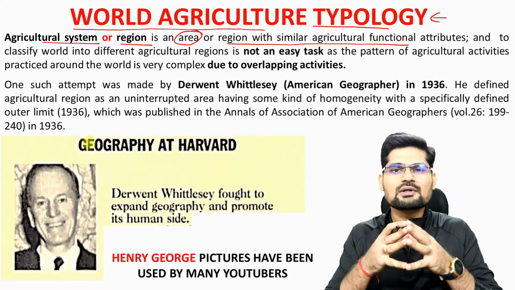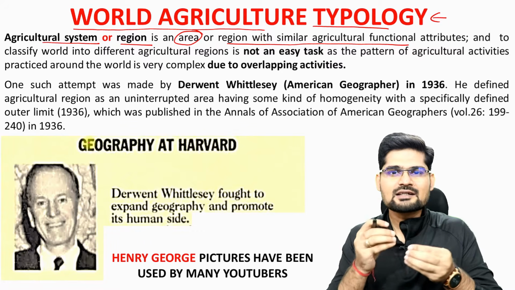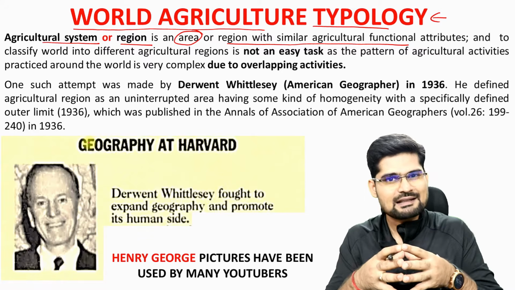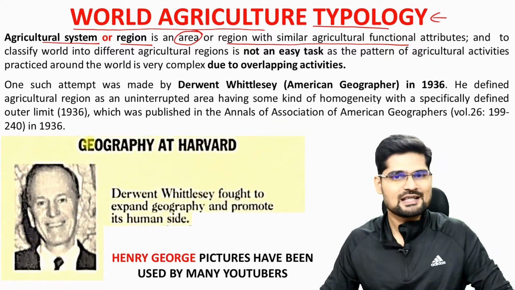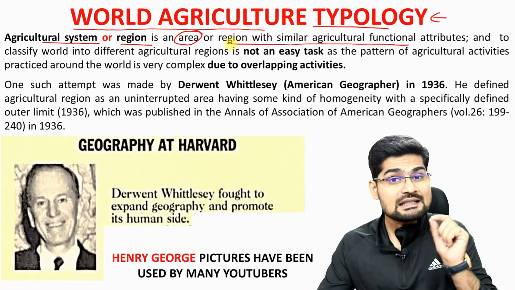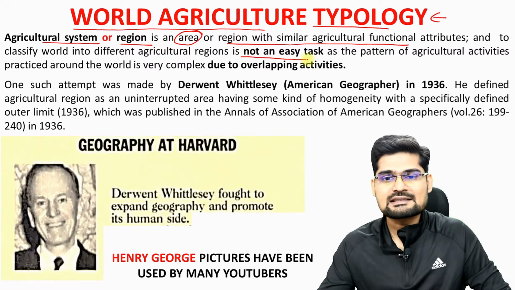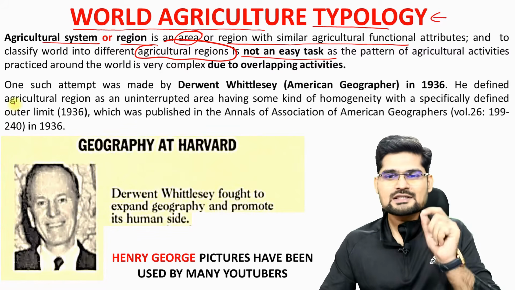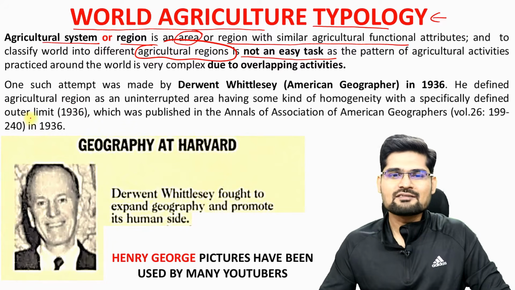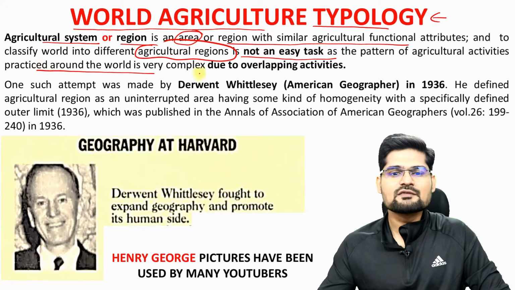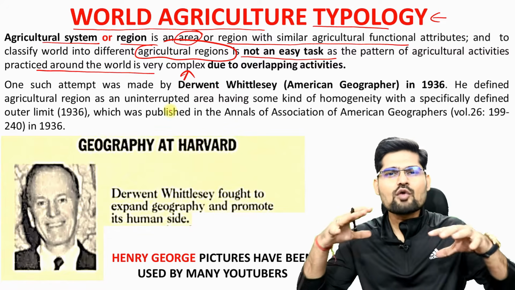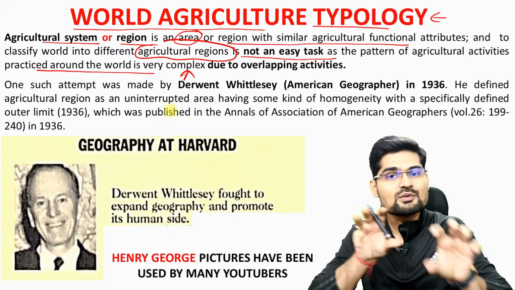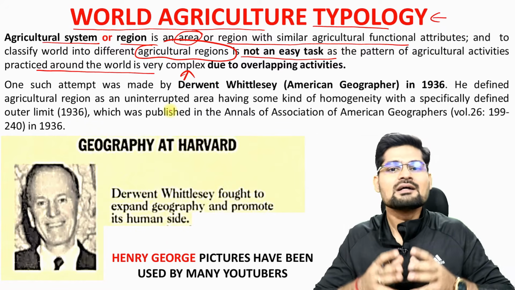So the first important thing to consider here is that agricultural typology is based on the uniqueness of agricultural practice in a particular location. That's important, and it's not an easy task and never has been an easy task to define different agricultural regions. Why? Because remember that agricultural activities are practiced around the world, which is very complex due to the overlapping of several activities. So to segregate them into their uniqueness is obviously going to be a difficult task.